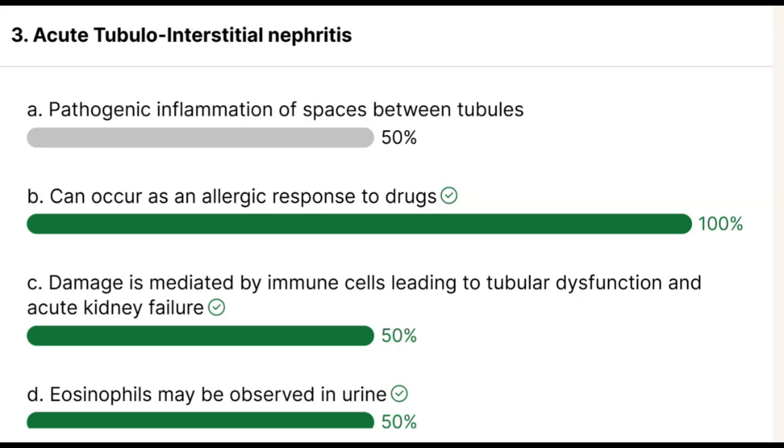Now, the next one, can occur as an allergic response to drugs. Yes, it's true. Then third statement, damage is mediated by immune cells. This is also true. And yes, we can also observe eosinophils in urine, as if there is an allergic response, it's obvious that you might observe eosinophils. So I think this one's pretty clear. So we can move to the next question now. If you have any doubts, don't hesitate. Just put it into the chat box and then we'll get to you later.